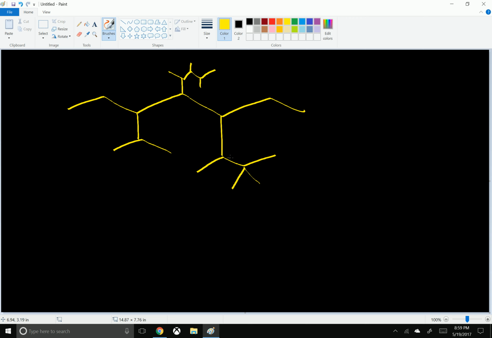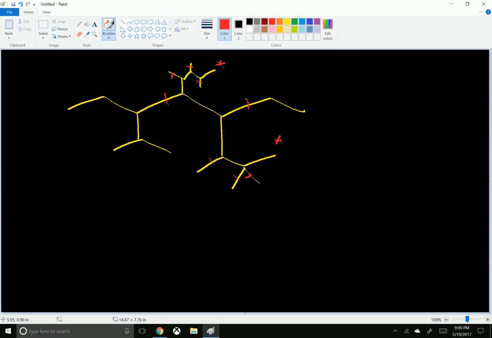Wait, 1, 2, 3, 4, 5, 6, 7, 8, 9. Aha! Don't even need to try. 1, 2, 3, 4, 5, 6, 7, 8. Okay, so we're going from that end of what looks like a side chain to that end of what looks like another side chain, giving us 1, 2, 3, 4, 5, 6, 7, 8 side chains.